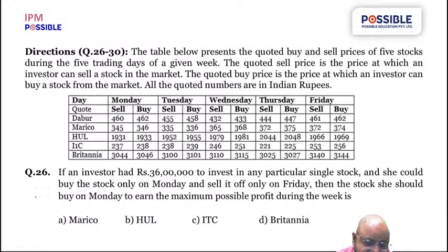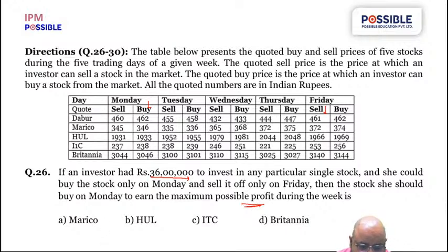So question 26 says, if an investor had 36 lakh rupees to invest in any particular single stock, and he could buy the stock only on Monday, so he buys here, and sell it off on Friday, he sells here, then which stock should he buy on Monday to earn the maximum possible profit during the week? Maximum possible profit. So basically, the difference between the buy and sell should be maximum.